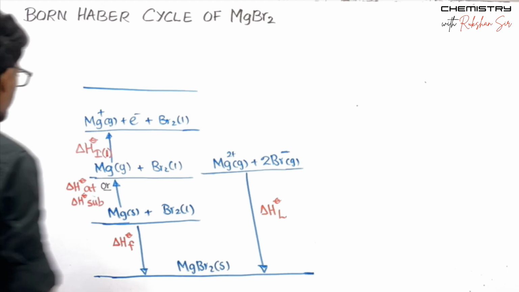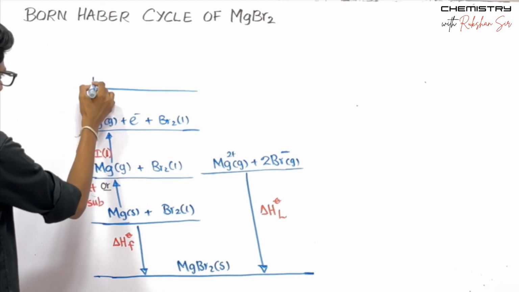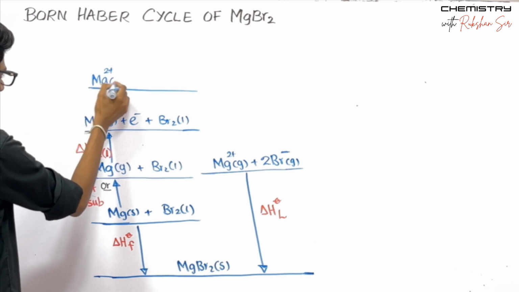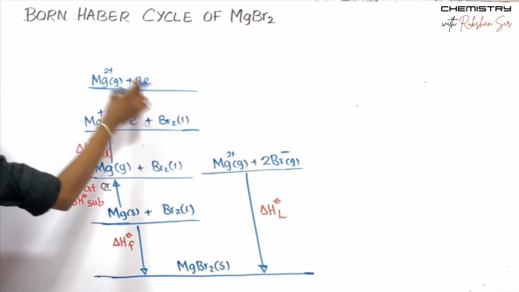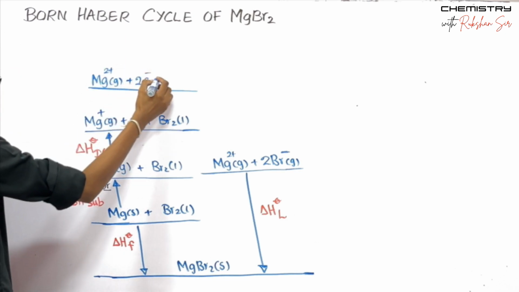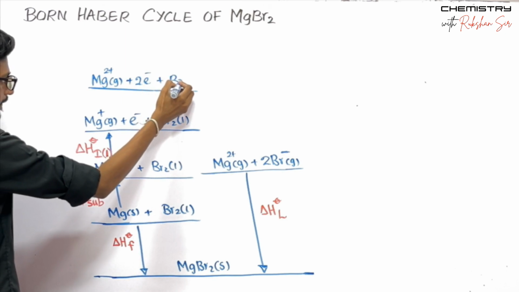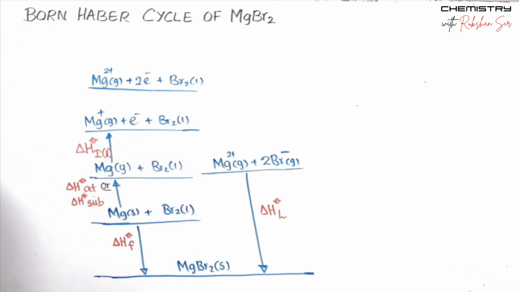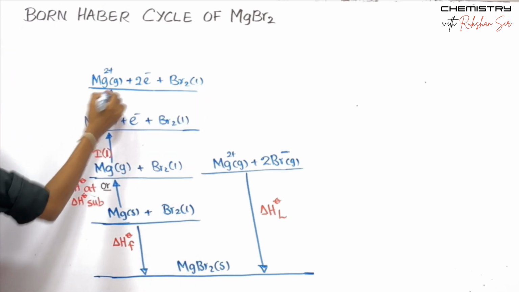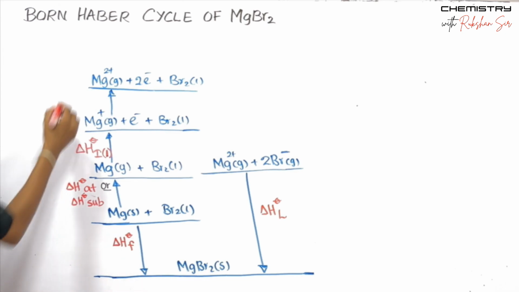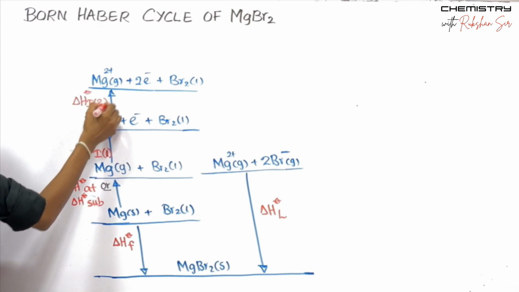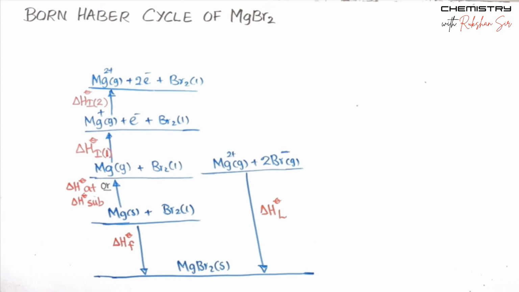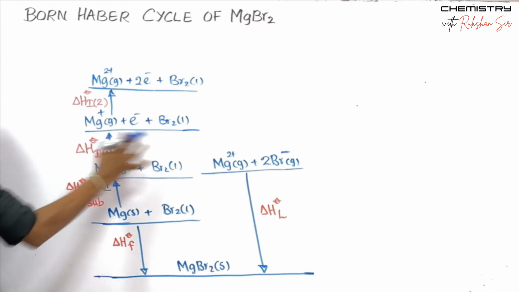Okay. So that will produce the Mg²⁺ gas, and as another electron is released, that electron and this electron give you 2 electrons, right? So this change can be done with the use of the second ionization enthalpy of magnesium, I2. Clear? Right.